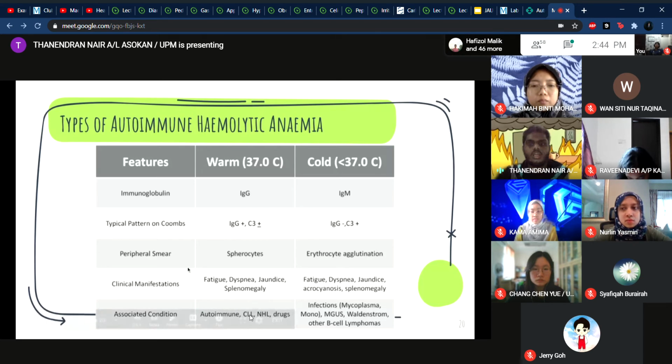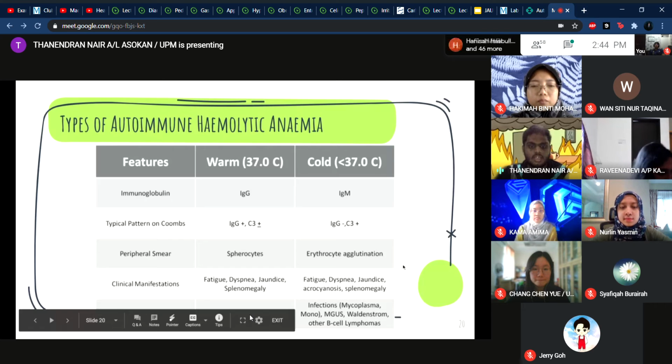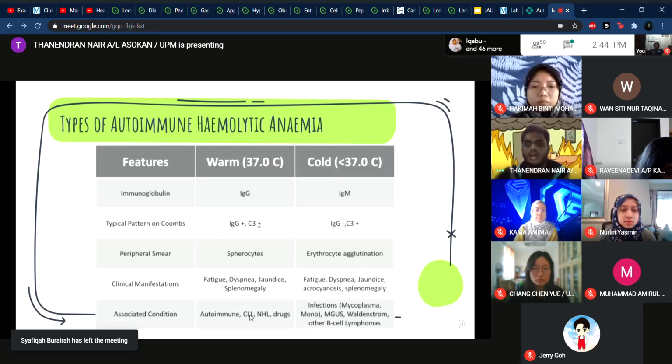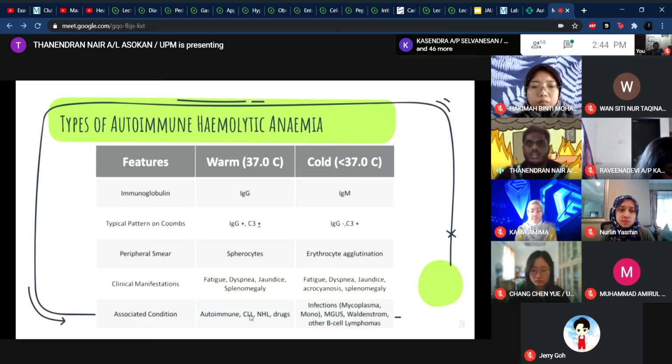Clinical manifestation, both are almost the same. And in associated conditions, for warm, you'll see autoimmune conditions, CLL, NHL, drugs, and infections. In cold autoimmune hemolytic anemia, you'll see mycoplasma infections and B-cell lymphomas. So the two main things you'll see is that for warm autoimmune hemolytic anemia, the anemia occurs in a warm environment, being 37 degrees Celsius. Meanwhile, for cold autoimmune hemolytic anemia, the anemia occurs at a lower temperature, somewhat from 4 degrees Celsius upwards to below 37 degrees Celsius.